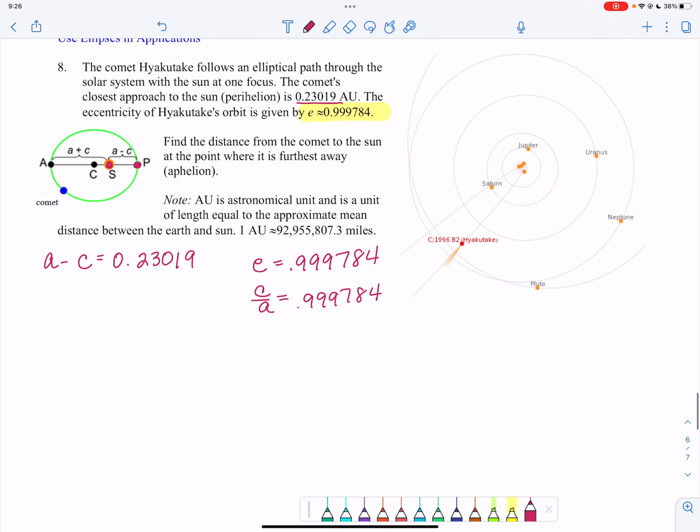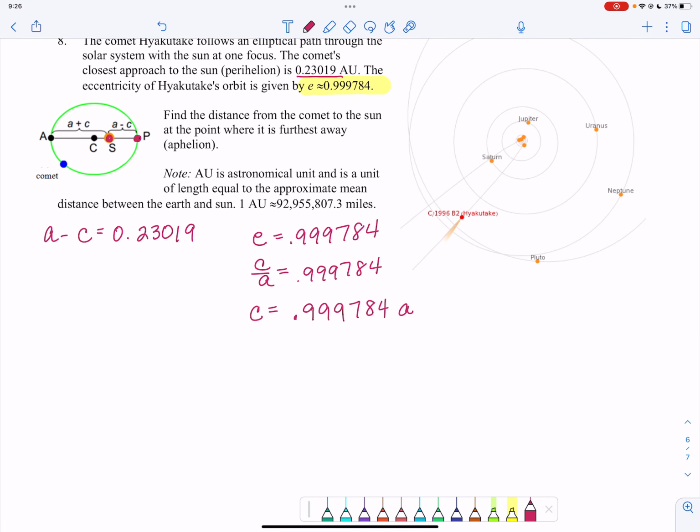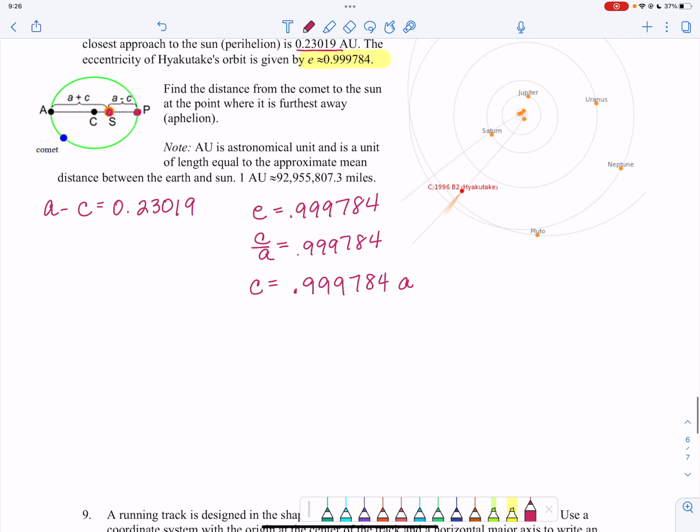And that's what we have there. So we know that C is equal to 0.999784 times A. Okay, so now with this, what can we do? We can substitute this value in here for C.